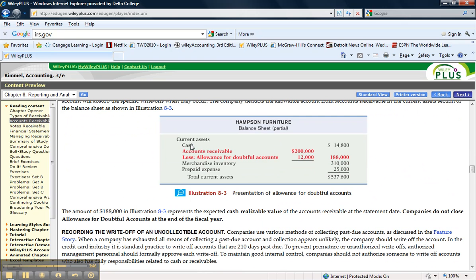You can see how it would look in a partial balance sheet of current assets here. There's the AR of 200,000. Here's the negative ADA estimate. So this is what the company actually expects to collect. This is the net realizable or cash realizable value of accounts receivable. Okay, I'm going to get into some other things we have to handle regarding this method and entries in the next video.